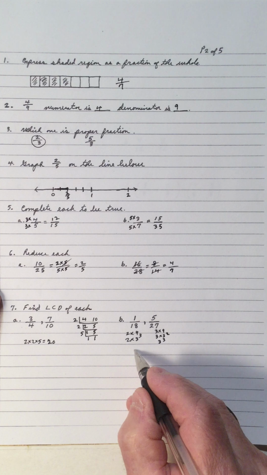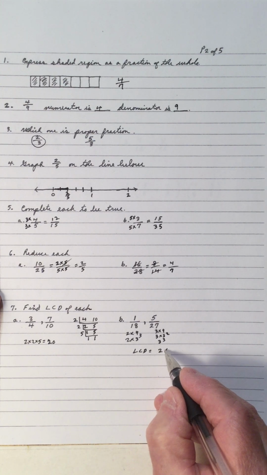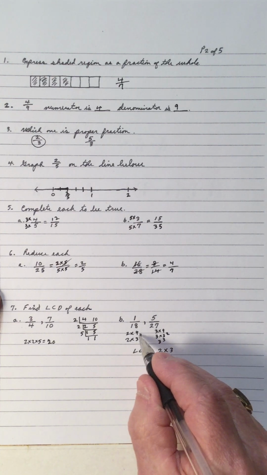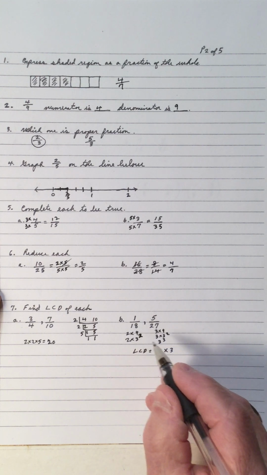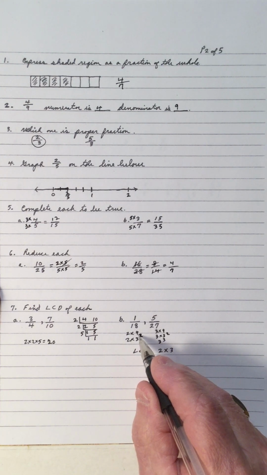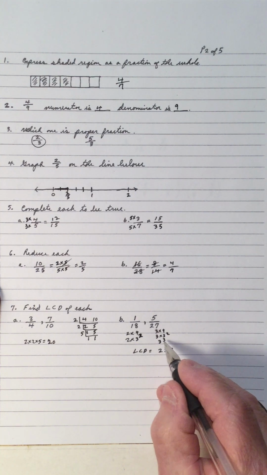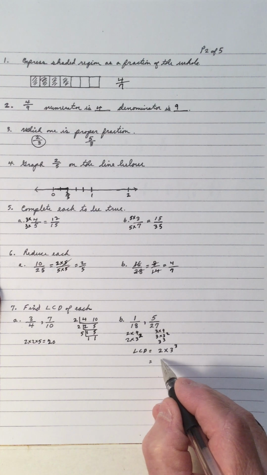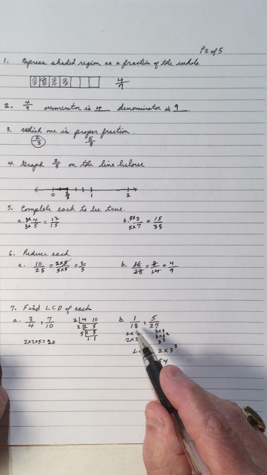So for the LCD, write down each factor. We have a 2 and a 3. The largest power of 2 is 1. The largest power of 3 is 3. I said 2 squared earlier, but I wrote down a 3, that was an error. So that's 2 times 27, which is 54. So the LCD is 54.